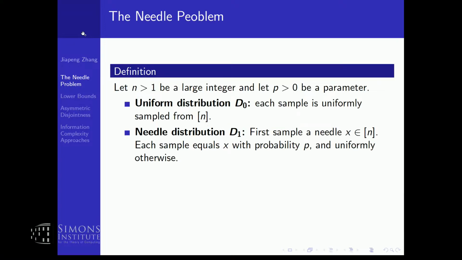Okay, so let's get started with the needle problem. This is a pretty simple problem; the statement is very simple. We consider two distributions. One is just a uniform distribution over a large domain. By the way, if you have any question, feel free to stop me.